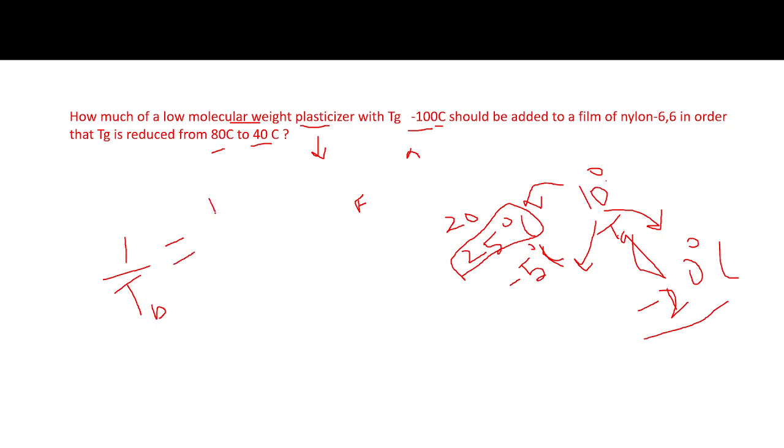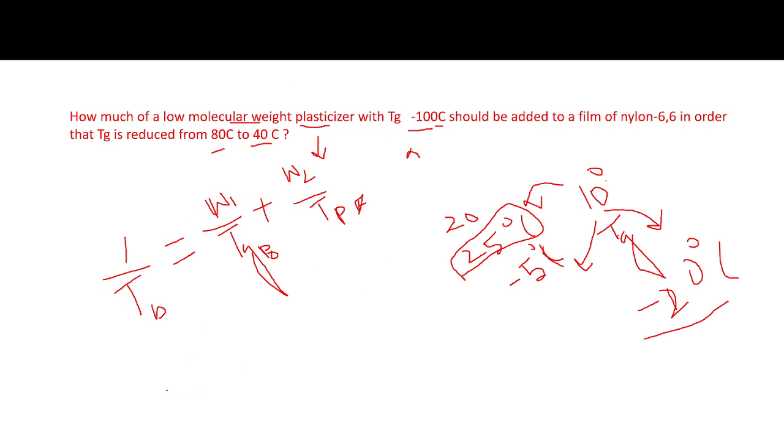1/Tg of the blend equals W1/Tg1, that is the Tg of the polymer, plus W2/Tg of the plasticizer. So this is the polymer I have drawn as the PO, and this is the plasticizer. So now you know the Tg of the blend should be how much?